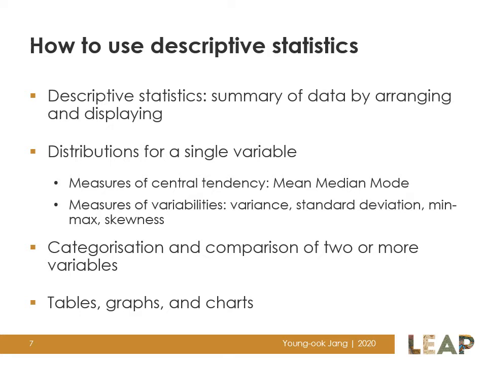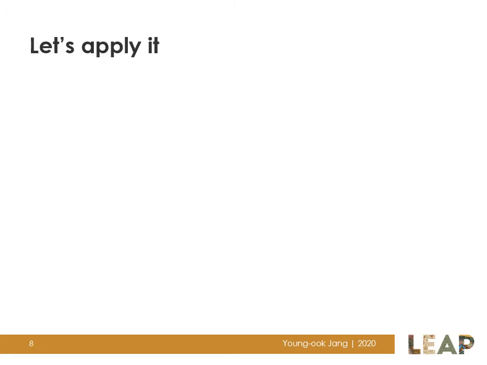And also you usually categorize and compare two or more variables, not only see the distribution of a single variable, right? And then you can use tables, graphs, and charts to show the characteristics of the variables that you have. And these are all descriptive statistics. So descriptive statistics are good for observation in the first place, and then you'd be able to use these statistics to prove your hypothesis in the experimentation step.